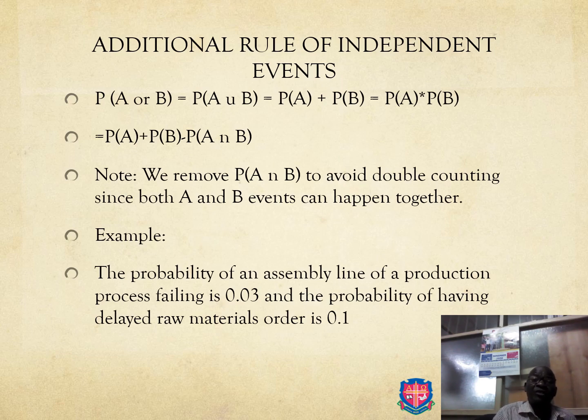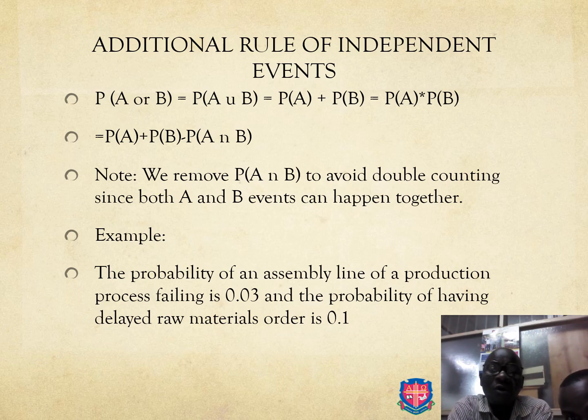Then the addition rule of independent events. Probability of A or B, which is the probability of A union B, is equal to probability of A plus probability of B minus, note that those signs are not equal, minus probability of A times probability of B, which is given down there in the summary: probability of A plus probability of B minus. It's a minus.